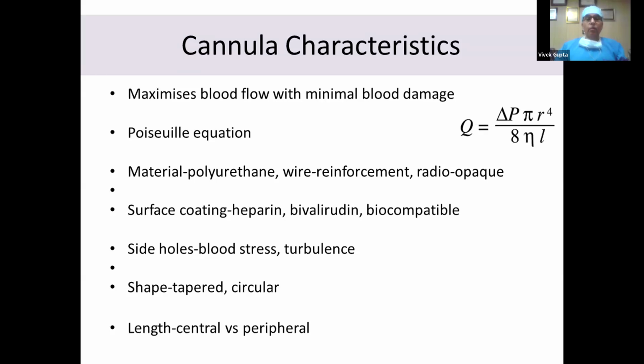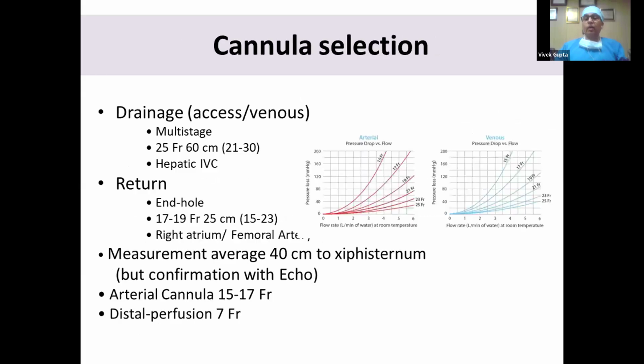But we should remember that these cannulas are made of polyurethane, and peripheral cannulas are large, and we should put in as big a cannula as possible to ensure good blood flow at a lower pressure. So usually for an adult patient, the drainage cannula is around 25 French, and the return cannula, meaning the arterial cannula, will be 17 to 19 French.